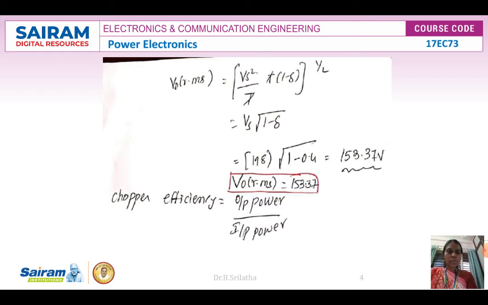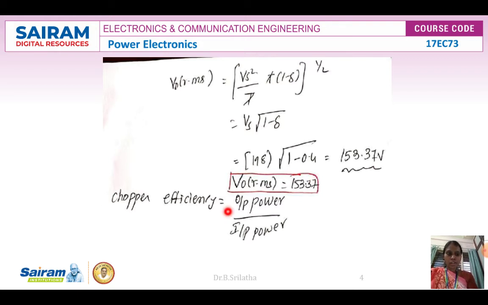Now we can substitute our new Vs, because whenever we substitute Vs, we need to consider only the Vs new. In this problem they gave a drop in the source voltage, so we should not consider the original Vs. So Vs new is 198 into square root of 1 minus 0.4, that is 153.37 volts. So V naught RMS is 153.37 volts.